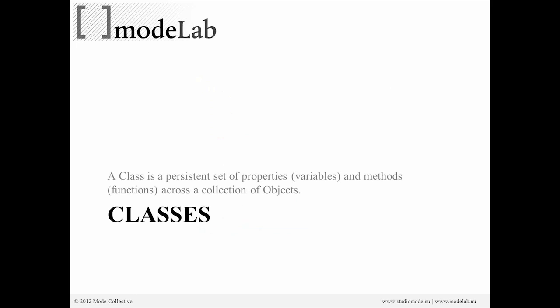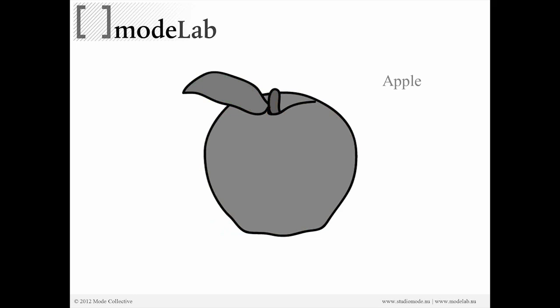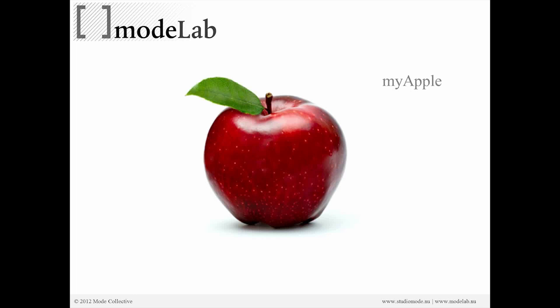So in comparison to that specific apple, a class is a persistent set of properties and methods across a collection of objects. So what would be the difference between the apple that I brought for lunch and generically an understanding of what an apple is, right? Apple, as just the most general understanding of it, is a representation of what a class would be. My apple is an object within that class, right? And a class has persistent values and methods assigned to it.